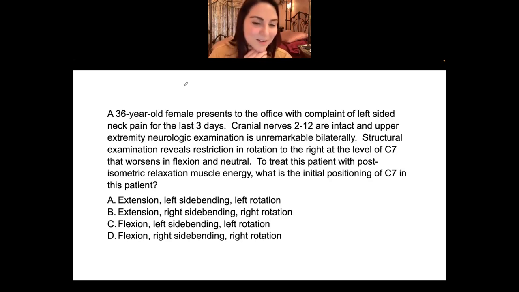Okay, does anyone want more time for this question? I just want you to know that I have votes for every single answer choice here. Which is good, because you probably haven't thought of post isometric relaxation in years, right?